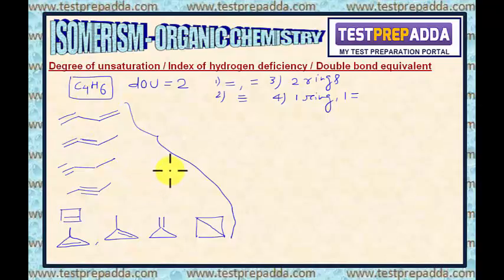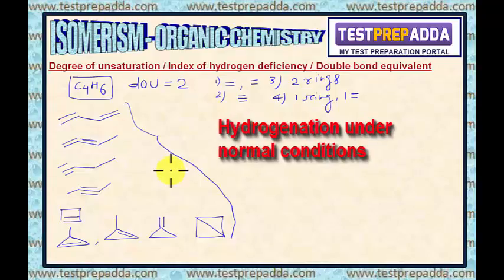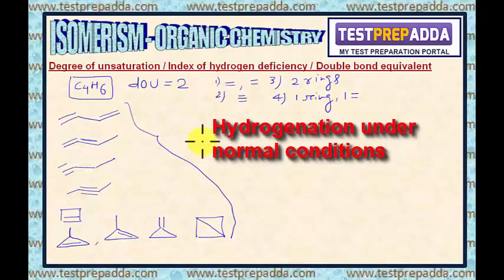Dear students, you need to note a few special points, like hydrogenation. Hydrogenation under normal conditions is an easy method to find whether a ring is present in the compound or not. If you treat these compounds with hydrogen and they undergo hydrogenation, meaning they react with hydrogen, it implies that a ring is not present. Rings are not affected by hydrogenation under normal conditions.